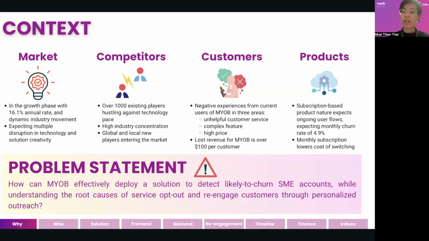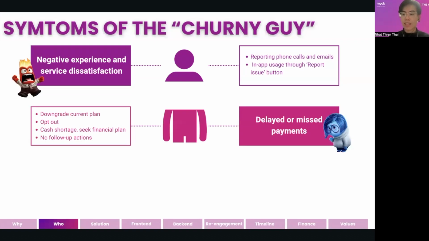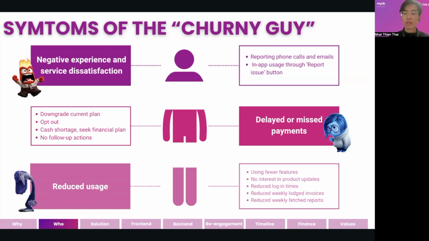So therefore, we believe it is necessary to deploy a solution that can detect the likely to churn SME account while understanding the causes to re-engage with the customer. Next, we will talk about the target company who is likely to churn, or the churny guy. Firstly, they will have negative experience with MYOB services, where they can report to phone call, email, or in-app reporting. Secondly, they will have missed or delayed payment, where they may want to change their current subscription or cancel their services with MYOB. Thirdly, they will reduce their usage to using less feature or lower their login time.